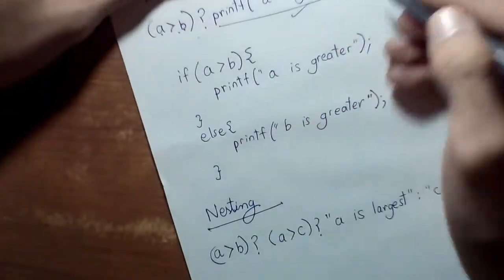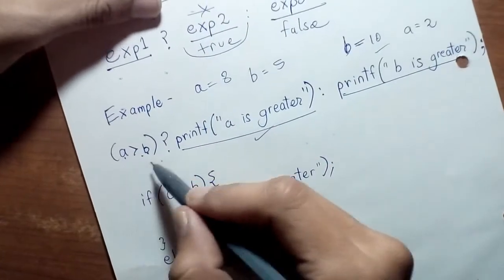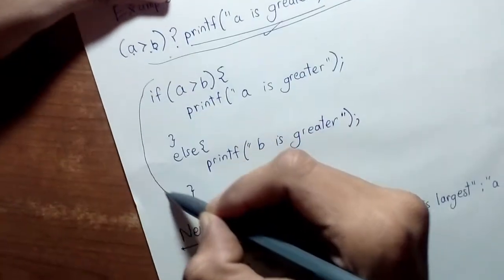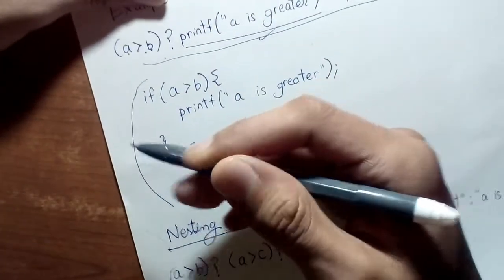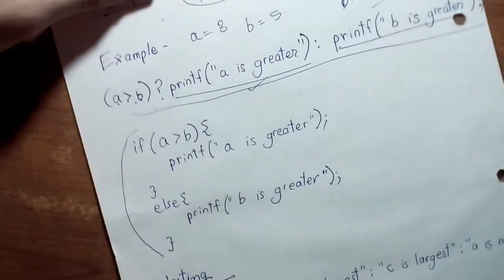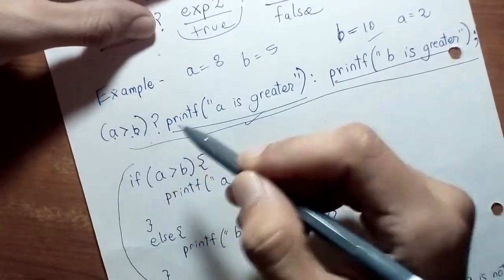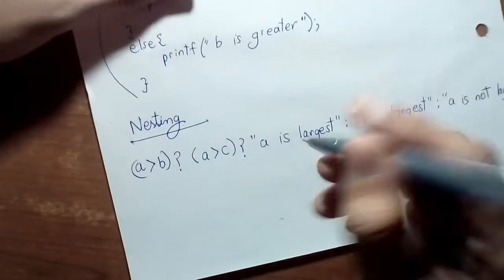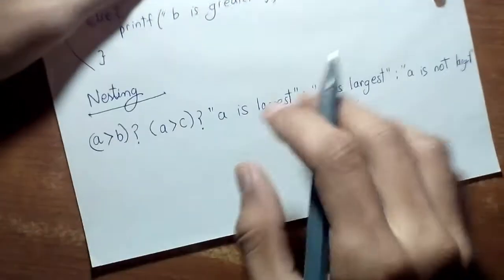Okay, let's move on. And this is the representation which we can show for the same line of code. We can equivalently represent it in if-else form. In if-else form it's easier to read, but here it's more difficult to read, but it's short and concise. Now we can also nest this conditional operator.